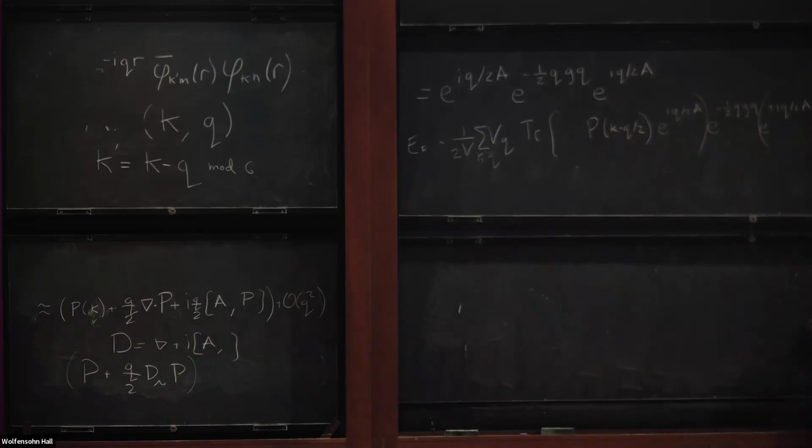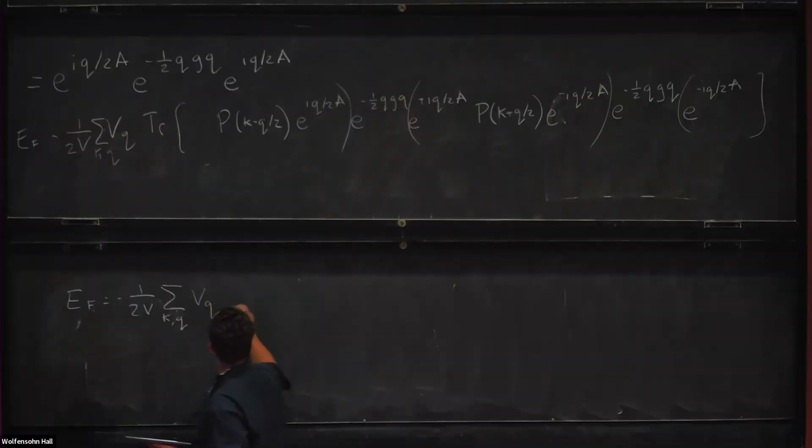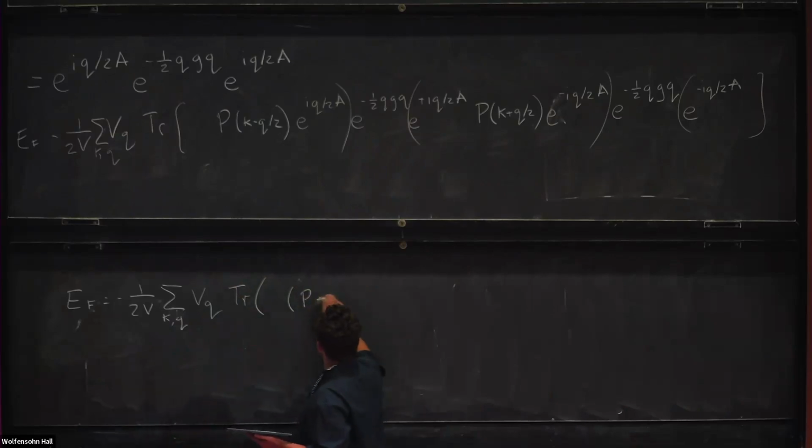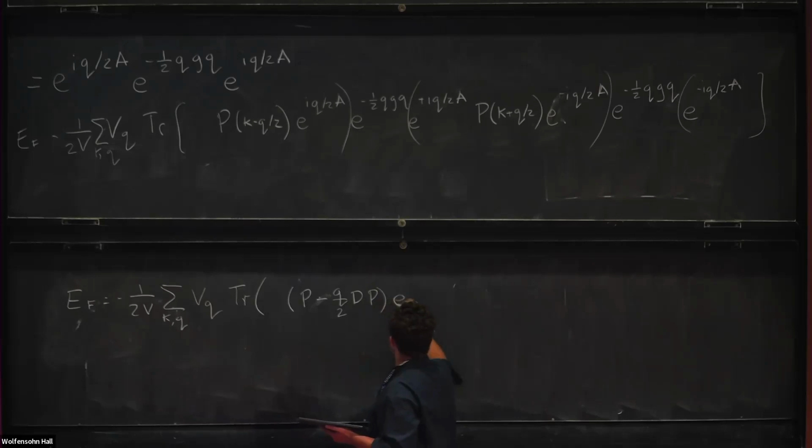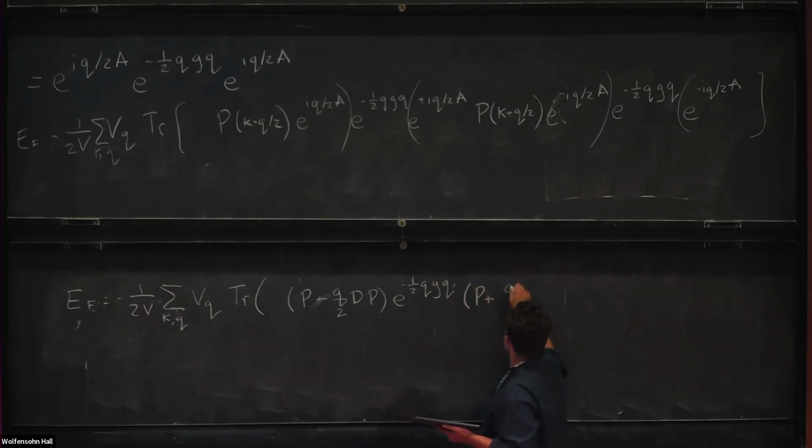Okay, so I then substitute that in. And we find that the Fock energy is a sum over q of a trace of P minus q over 2 dP, e to the negative 1/2 qgq, and then a P plus q over 2, the covariant derivative of P.